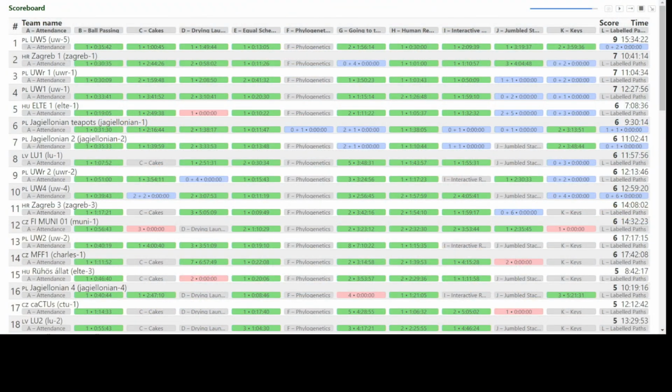But first, place 11, Zagreb 3, 6 attempts at jumbled stacks. They were correct, and they go on to 5th place. Place 11 is still not determined. We have 2 attempts from University of Warsaw 4 at cakes, and they were not successful. We have 4 more attempts at keys, and 6 more attempts at labeled paths. Also not correct. Congratulations to reaching the 11th place, University of Warsaw 4.